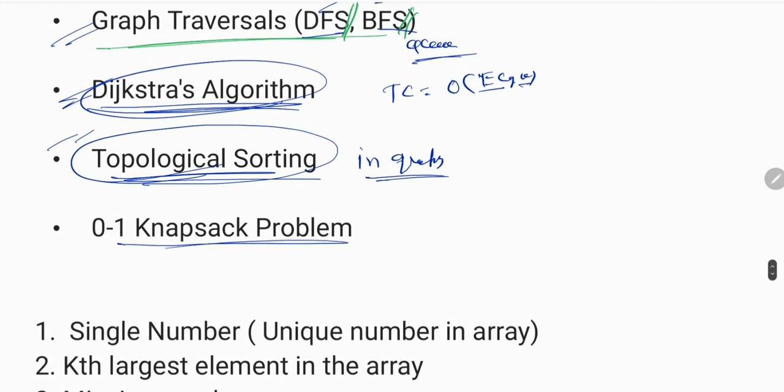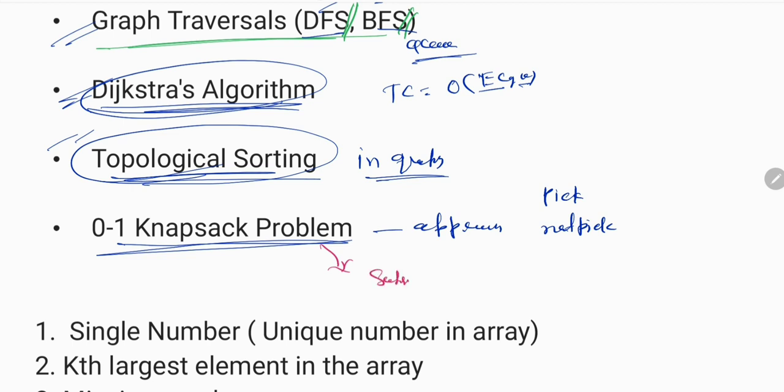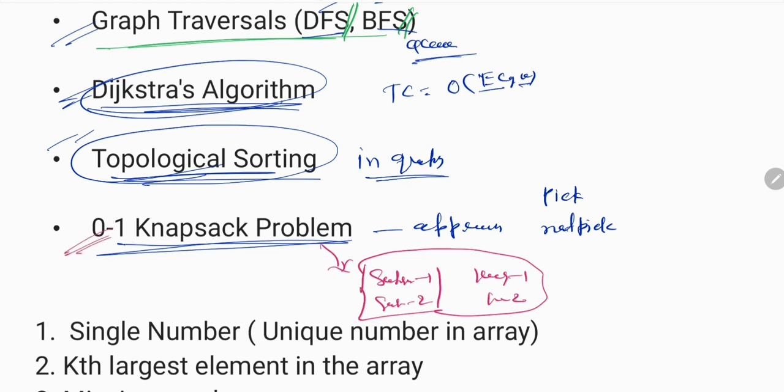And 0-1 knapsack, it's an approach, which means pick or not pick. Basically, on the 0-1 knapsack problem there are two famous questions, Subset 1 and Subset 2, and also House Robber 1 and House Robber 2. Also, on LeetCode contests, problems based on 0-1 knapsack keep coming. So practice the 0-1 knapsack problem as well, and pick and not pick, using both recursion and dynamic programming. So 0-1 knapsack is in dynamic programming and recursion as well.